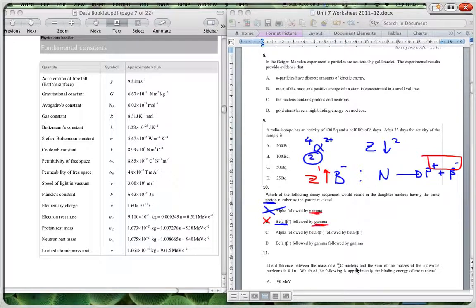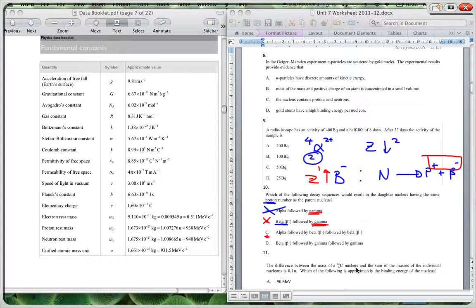The gamma decay is when a light ray is emitted, a high energy light ray, very high energy, high frequency, but that just causes the total energy of the nucleus to decrease, and so therefore it becomes more stable. It doesn't affect the number of protons or number of electrons.